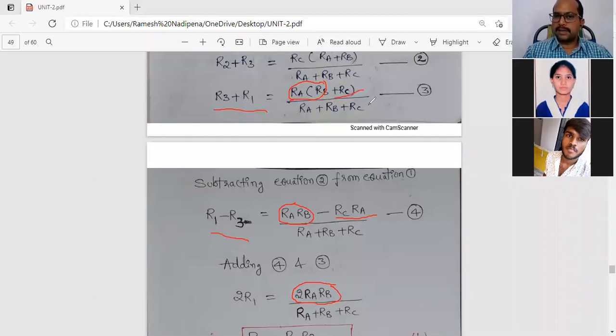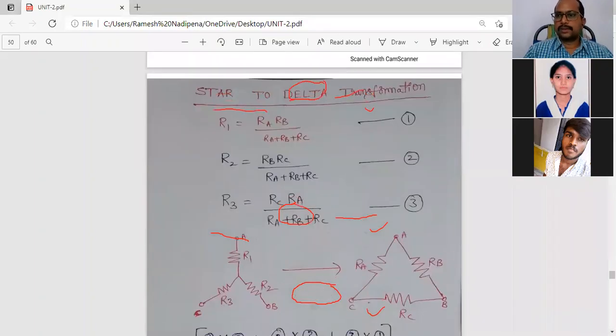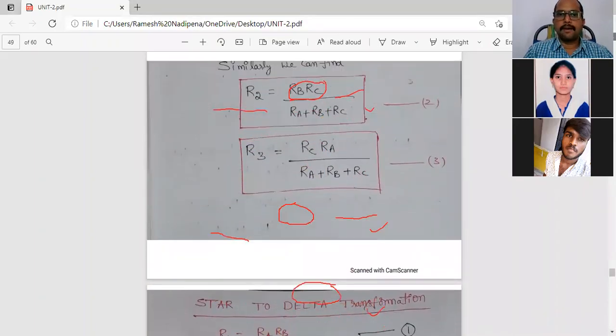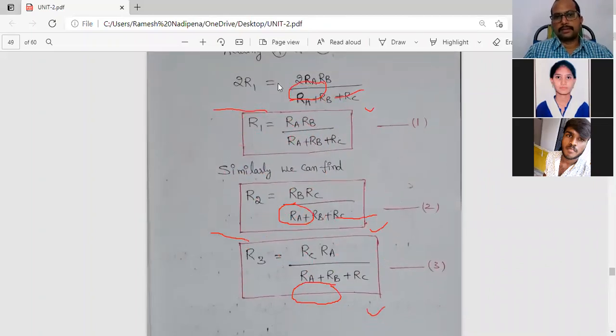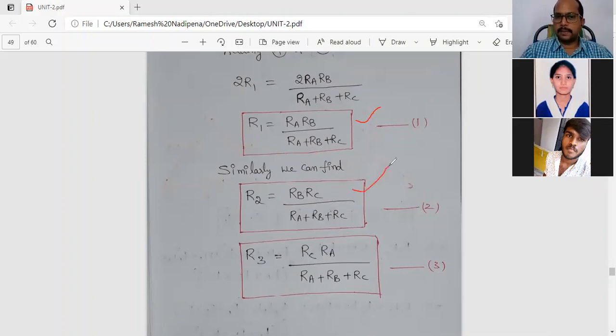Now in the denominator, in both the expressions, the denominator is common: RA plus RB plus RC. That's why RA plus RB plus RC. So 2R1 equal to this thing. So from that, R1 equal to RA RB divided by RA plus RB plus RC. Similarly, we can find R2 equal to RB RC by RA plus RB plus RC and R3 equal to RC RA by RA plus RB plus RC.